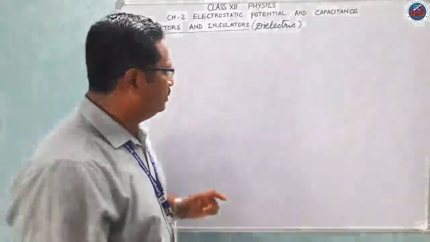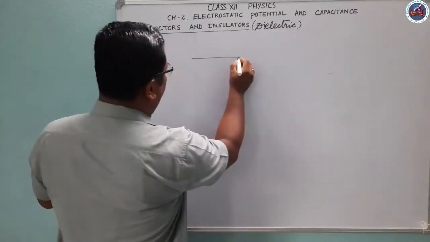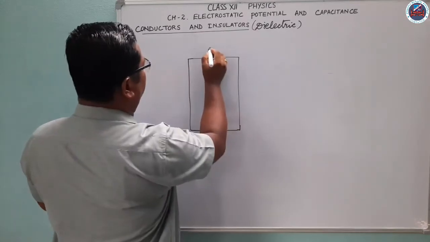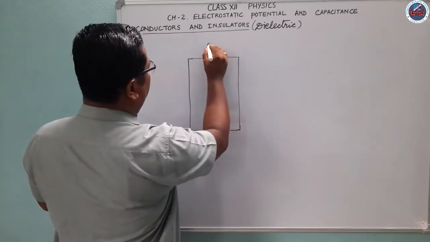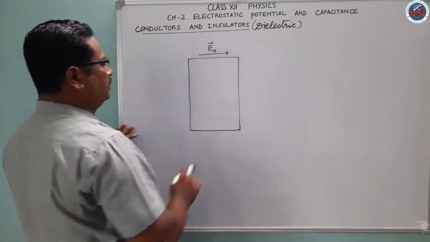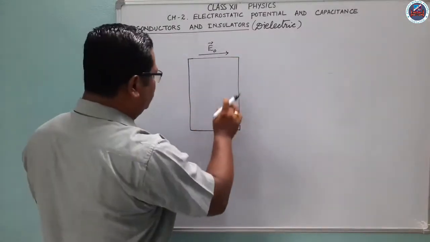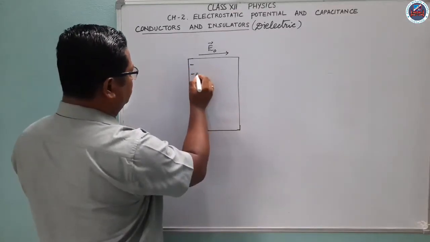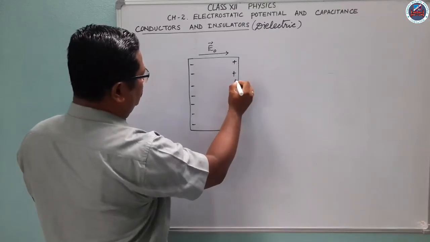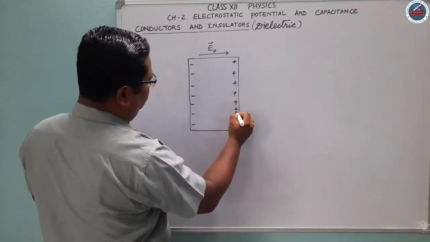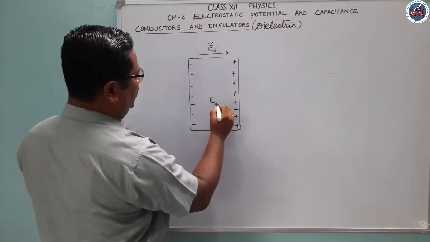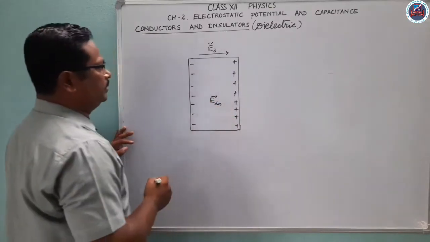In conductors, when we apply an external electric field, suppose this is your conductor, we are applying an external electric field E0, say in this direction from left to right. Then the free electrons rearrange themselves in the conductor this way and produce an internal field. Let us write it as E_in, internal field.